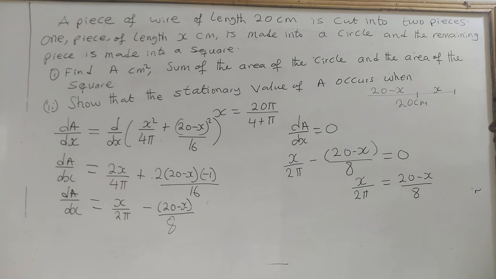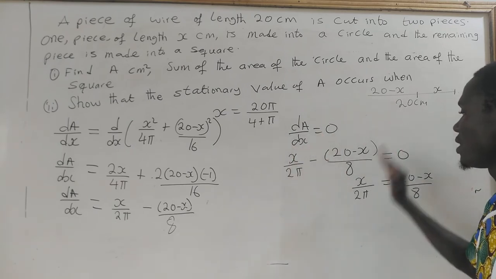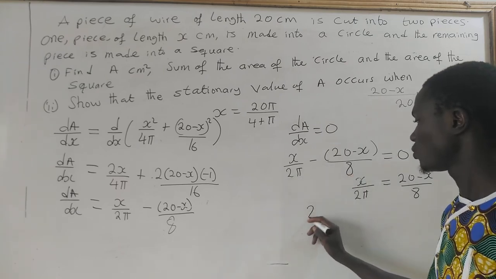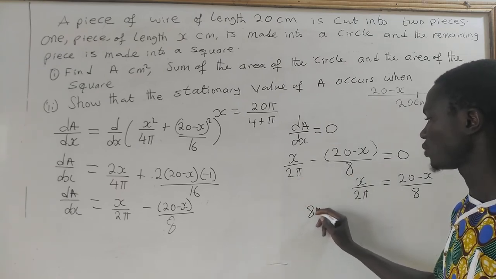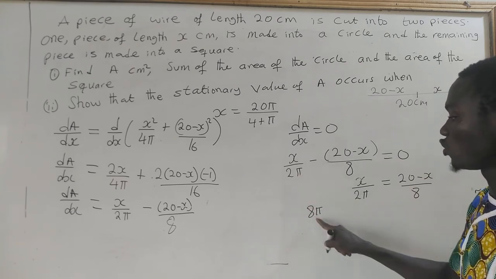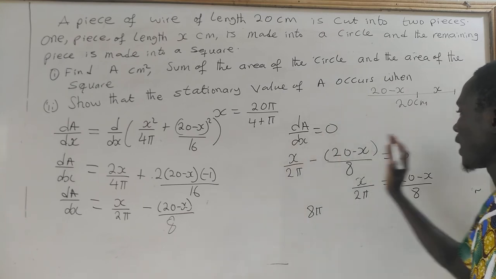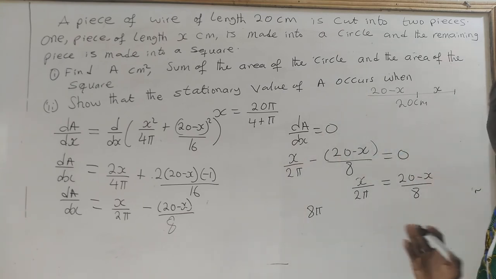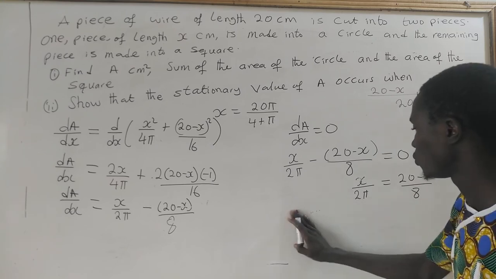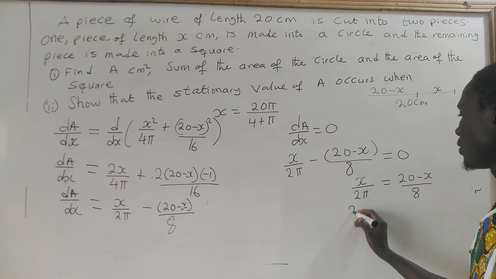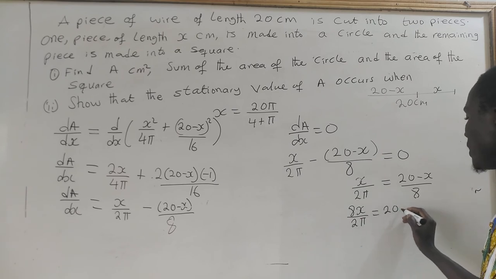If you like to, you can find the LCM and multiply through by the LCM. And if you want to find the LCM here, it is very simple. 2 can divide 8, so you have 8 and you attach pi to it, because 2 pi should be able to divide this. So you multiply each side by 8 pi. It will go. But I prefer using it this way. So here I'll cross multiply. 8 will multiply this. I'll get 8x divided by 2 pi equal to 20 minus x.